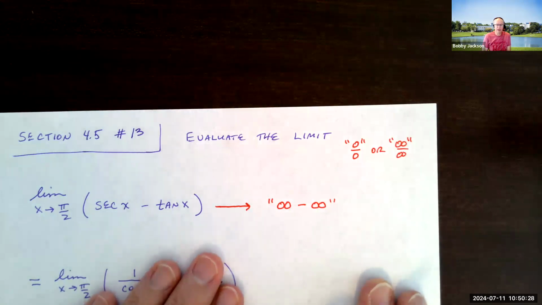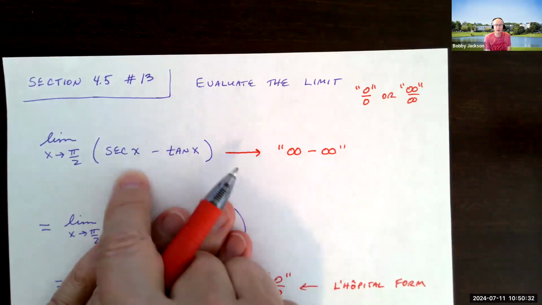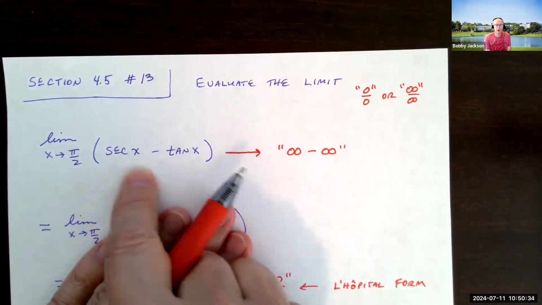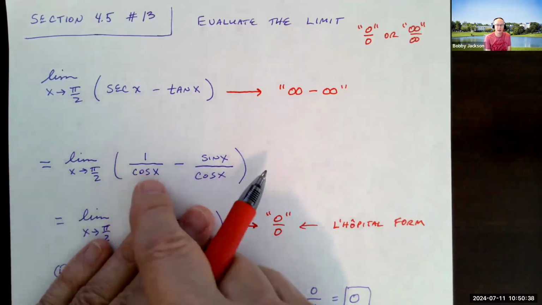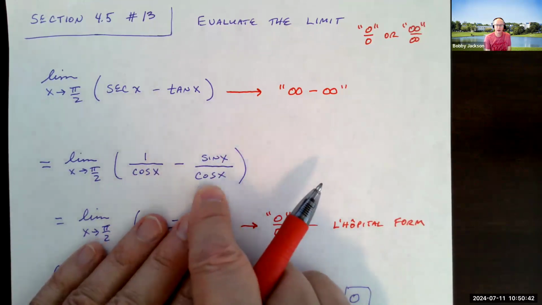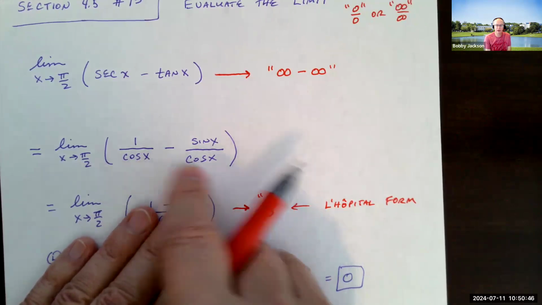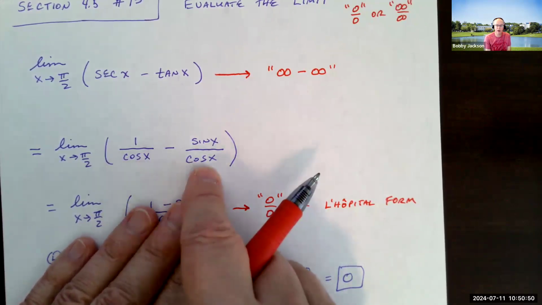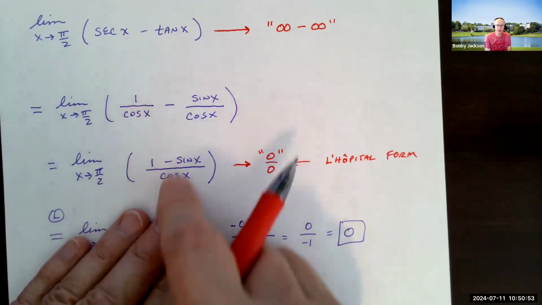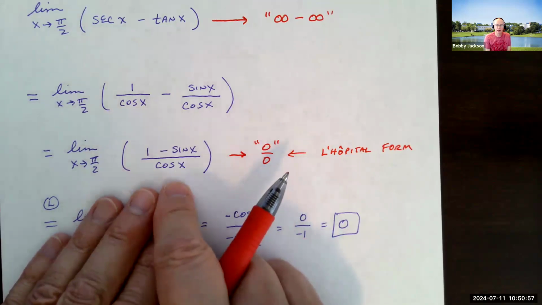Well, the only thing I think we can do is simply rewrite and see if we can combine these two functions in some way. And what do I mean by rewrite? Rewrite them in terms of sines and cosines, right? Secant is the reciprocal of cosine. Tangent is sine x over cosine of x. And now I can combine these. Notice when I'm subtracting fractions, I need a common denominator. Well, guess what? We have a common denominator, so we're good to go. So I can just subtract: 1 minus sine of x over cosine of x. So I just rewrite this by combining as one fraction.